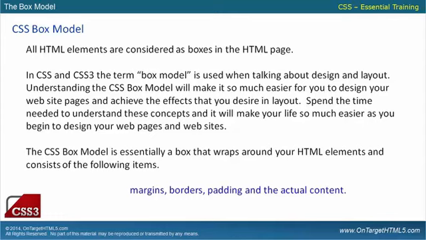The CSS box model is essentially a box that wraps around your HTML elements and consists of the following items. It has margins, borders, padding, and the actual content itself.